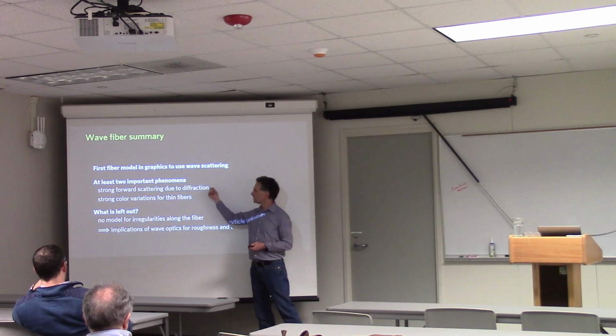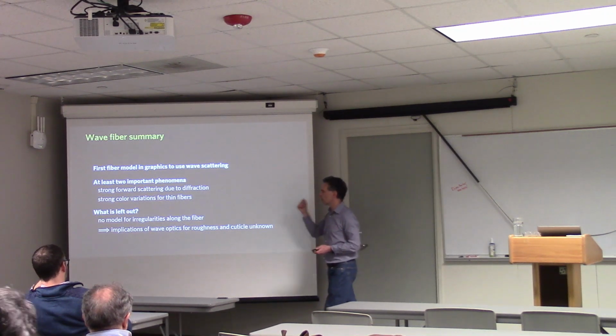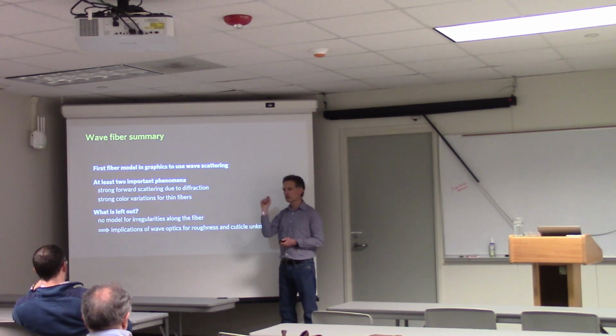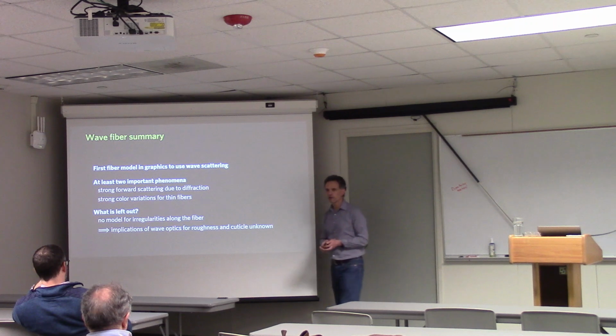But the other thing that's really important here, and which is now starting to make its way out into models people are using in practice, is that there's this strong forward scattering lobe that was missing from the previous models that is due to diffraction around the fibers.